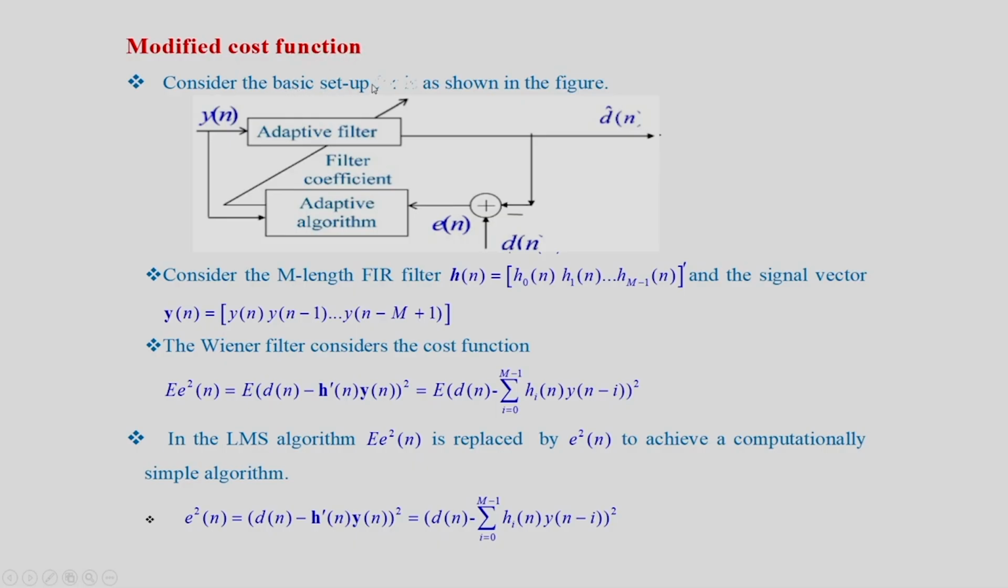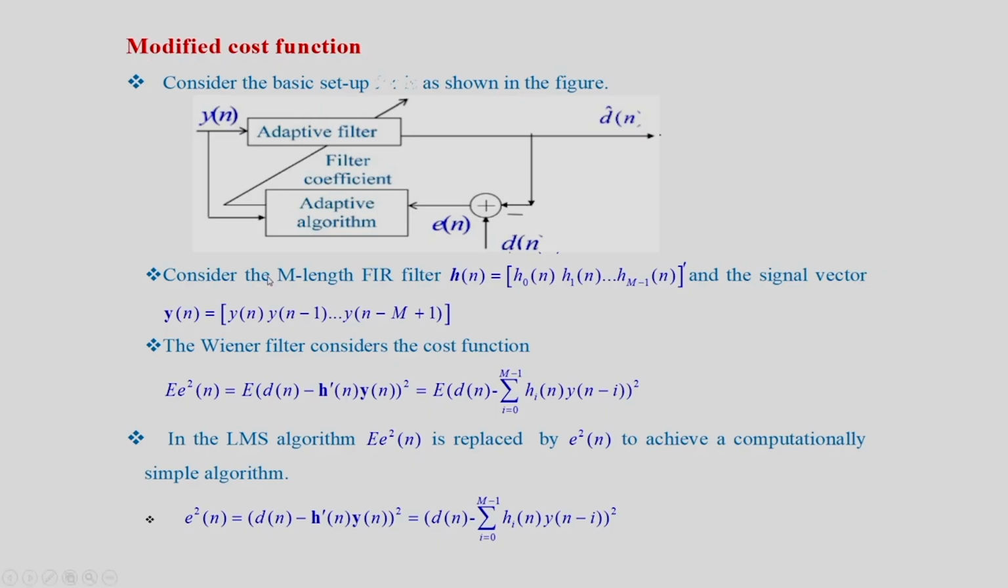Consider the basic setup as shown in this figure. Here y(n) is the input to the adaptive filter and its output is d hat(n), which is compared with the desired signal d(n), and the error is used to update the filter coefficients according to the adaptive algorithm, and those filter coefficients are used in the adaptive filter.